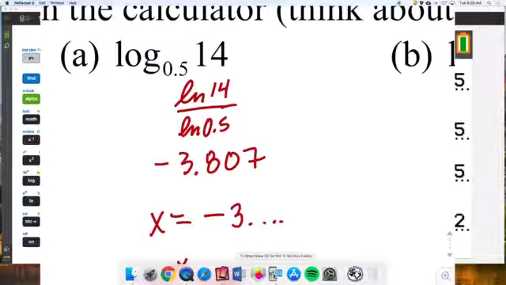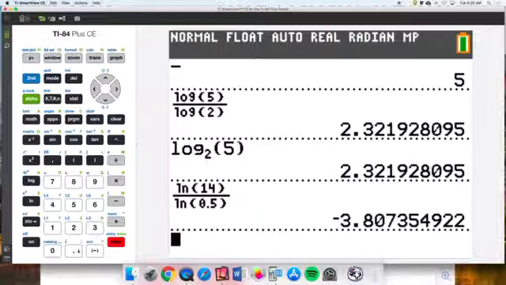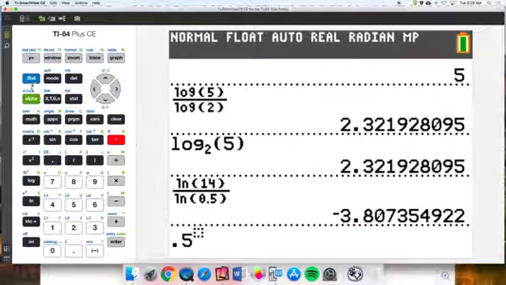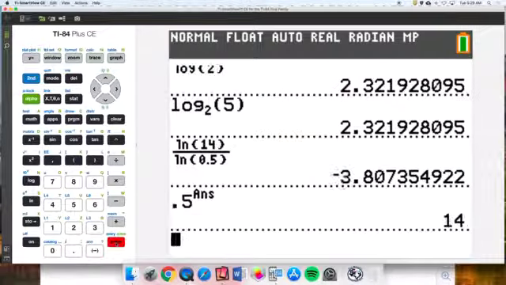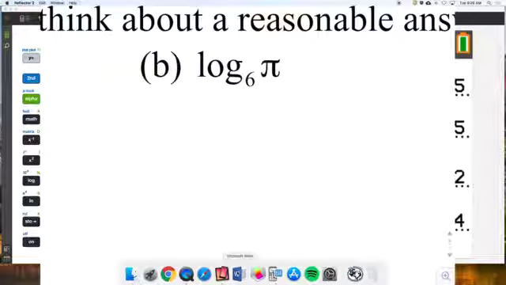The other way to check it very quickly is to say, okay, 0.5, which was my base, raised to that power, negative 3.807, should give you 14. So by checking it that way, you're reinforcing what a log is, right? A log is the exponent to which you must raise the base to get your argument. All right, the next one, log base 6 of pi. So again, I'm going to say 6 to the x power is equal to pi.